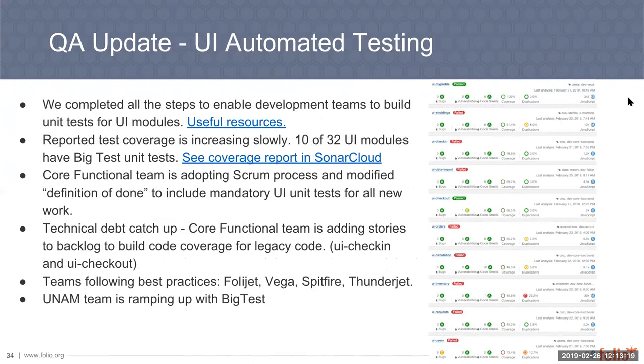So UI automation testing. Well, we are making pretty nice progress here. Three months ago, the screenshot that you see on the left, I apologize that it's small, but if you go to the Sonar Cloud and just filter on UI module and sort by coverage, you'll see that we have 10 out of 32 UI modules that already have Big tests instrumented. We didn't have that. We only had the eHoldings module three months ago that was doing that. So we're making great progress there, and I encourage everyone who is not on board with that, didn't start that, reach out to me and we'll get you going in terms of helping you learn and figure out how to add Big tests to your modules.